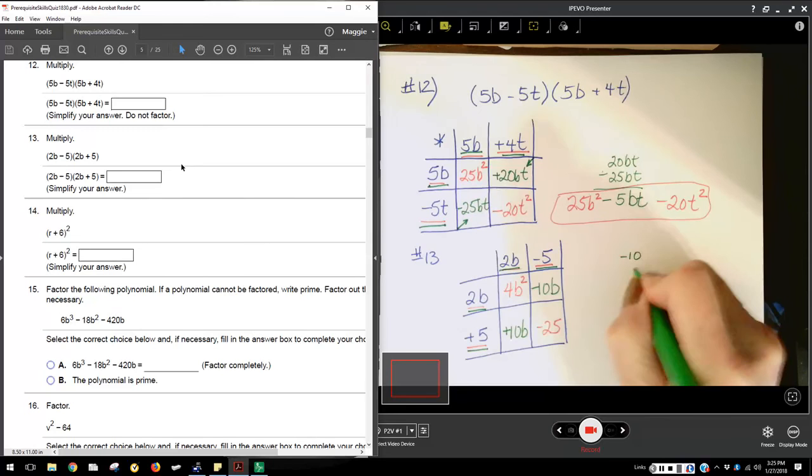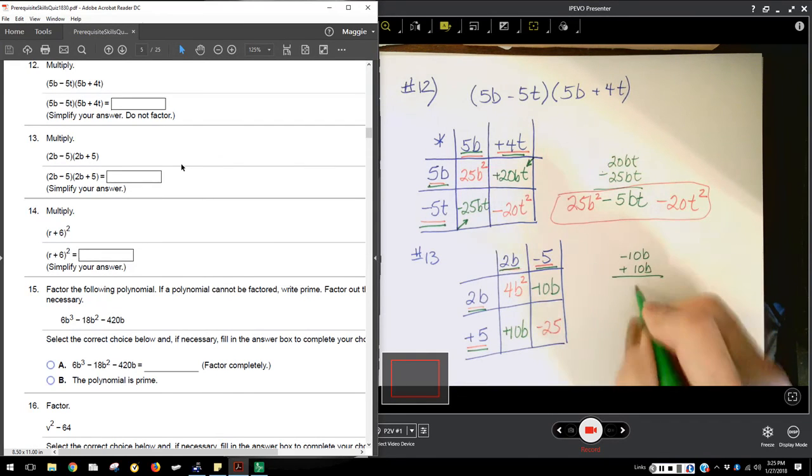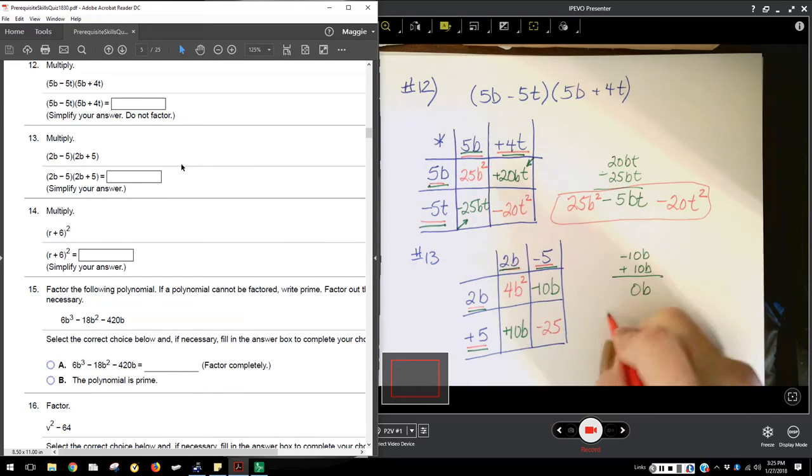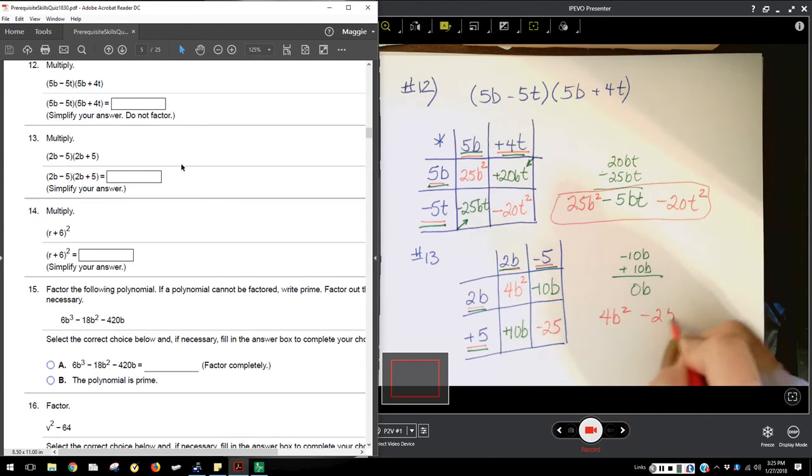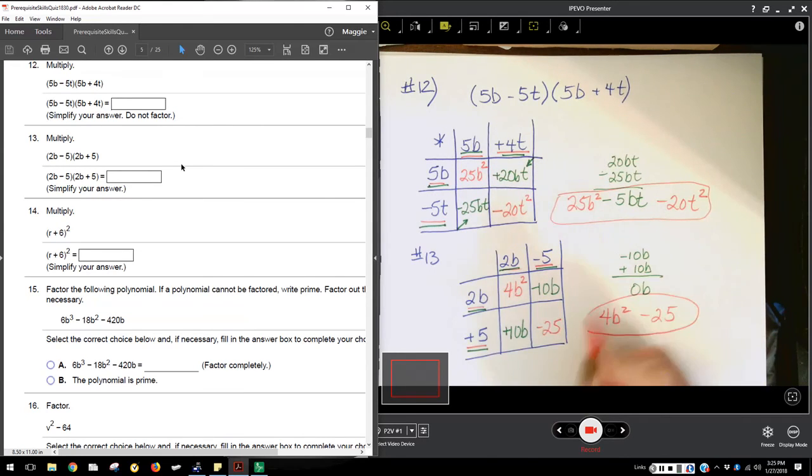negative 10b plus 10b, 0b. There is no middle term. The b's disappeared. So your final answer then is 4b squared minus 25. There's no need to write down that 0b.